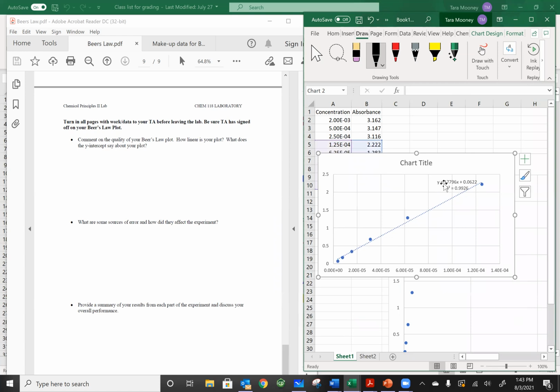So when we don't set our y-intercept equal to 0, we have a 0.062. So how linear is your plot? The R-square value tells you that. The closer to 1 you are, the closer you are to being perfectly linear. So you can discuss this R-square value.